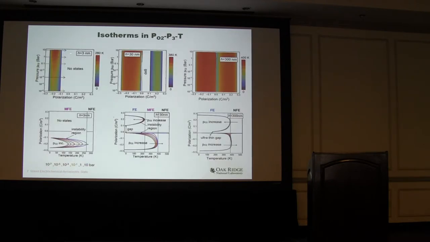We first study the thickness dependence of the oxygen partial pressure, polarization, and temperature phase diagram. Typically, we choose three thicknesses, starting with 3 nanometers, for which we only find a stabilized polarization in the negative values. In other words, the existence of surface charge could kill the polarization in the positive values and only stabilize the negative polarization. If we plot different oxygen partial pressures along these lines, we clearly see there are two solutions for each temperature at a given oxygen partial pressure.